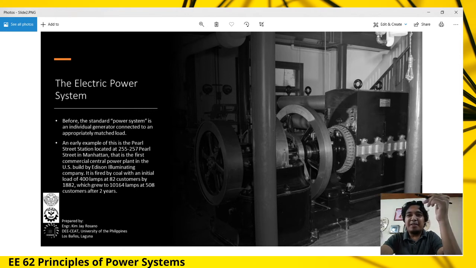I think mas marami pa yung class size natin. Or maybe two sections. Yeah. So ganun lang siya. Well, 82 customers, hindi naman siya persons pala. Yeah. Okay. So it's 82 customers, maybe it's 82 households, not persons. Yeah. Okay, in 1882. So ganun na siya katanda. Okay? So it's a DC power system powering 400 lamps, and then after 2 years it grew to up to 10,000 lamps. So medyo nag-boom.